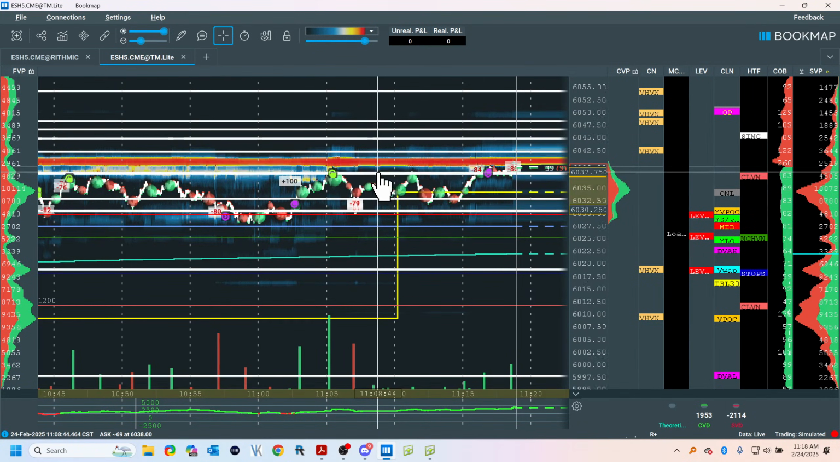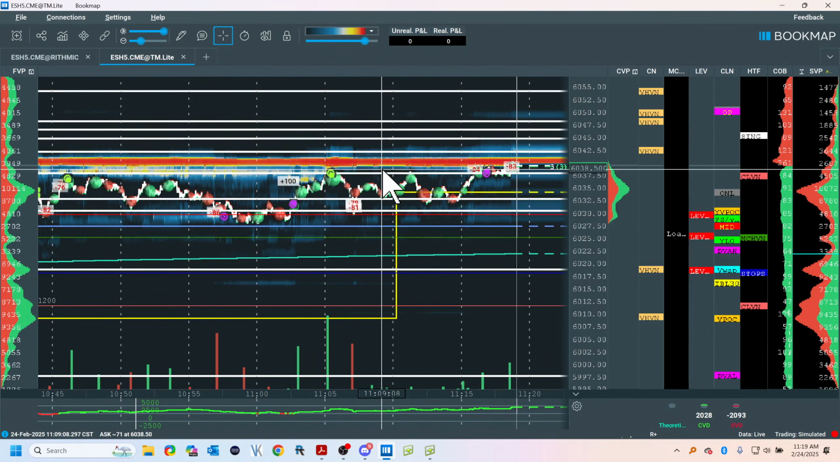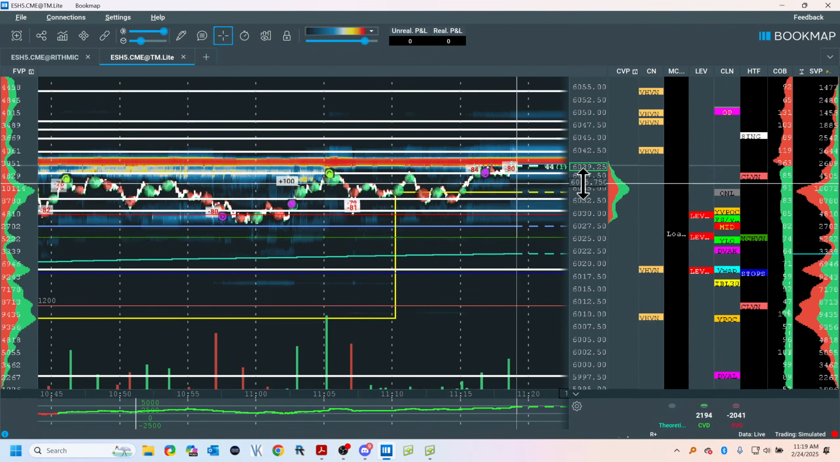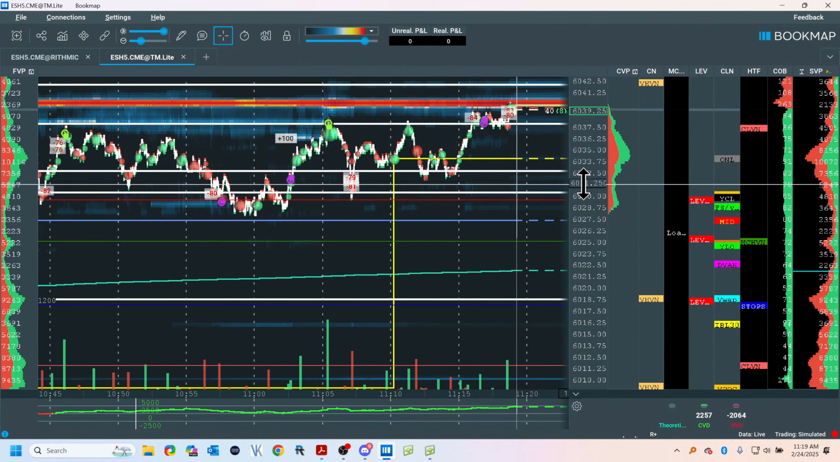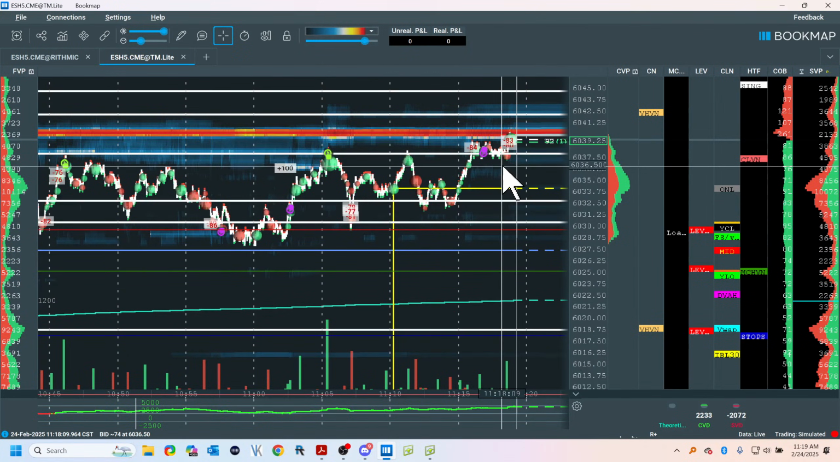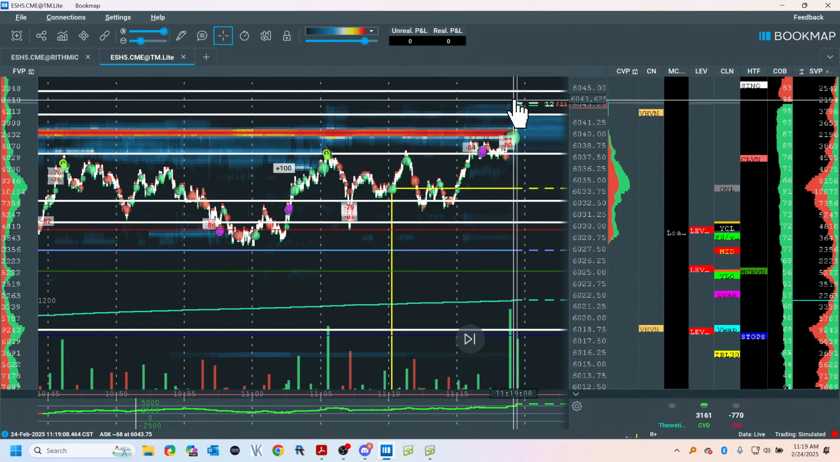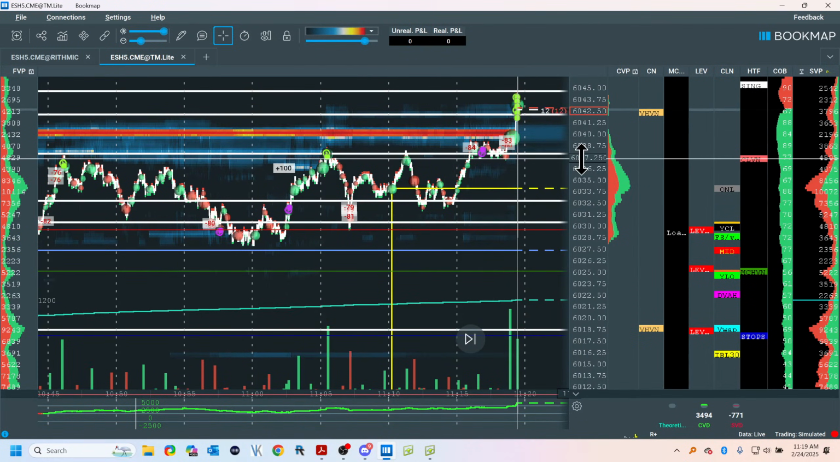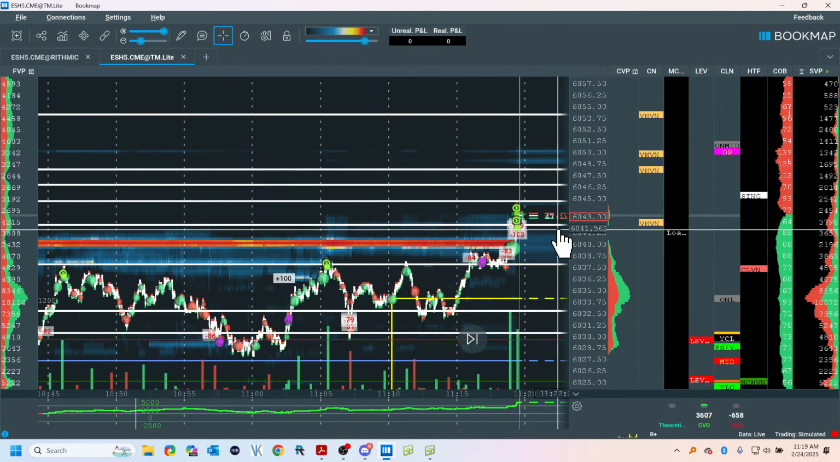Let's see. 37, call it 38. I think it took its stop here. I can't see. Let me just try to see. Yeah. So this trade failed. Okay. That's a stop. So now I have nothing going on for a structured trade at the moment.